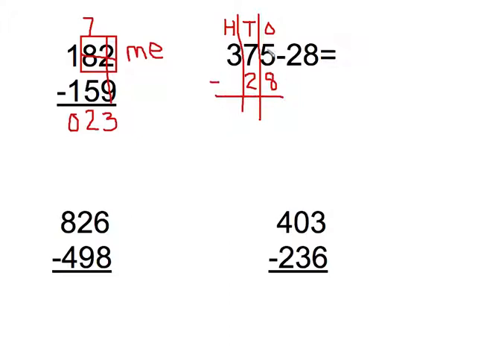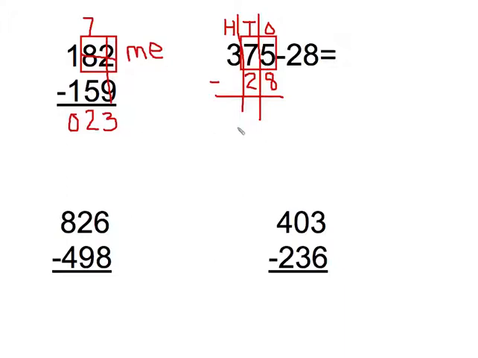Now this top number is me, and this is what I'm trying to give you. If I have 5, I can't give you 8. So I'm going to think about it in a different way. Instead of thinking of 5, I want to think of it as 75. If I have 75, I can count back 8. 75, 74, 73, 72, 71, 70, 69, 68, 67.